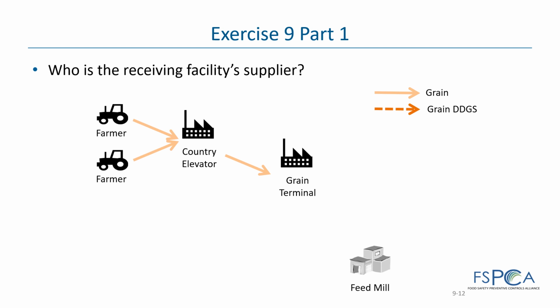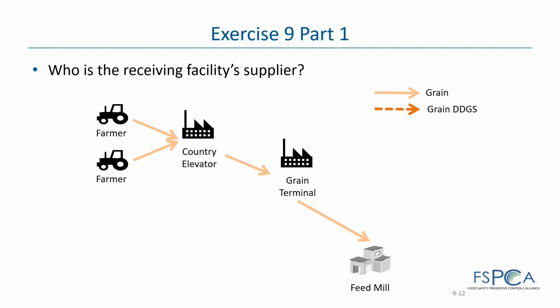That grain terminal is then going to sell to two different facilities. The first facility is going to be the feed mill directly. Okay, so we can assume that the feed mill is going to be grinding or pelleting and manufacturing that animal food. So in this first situation, who is the receiving facility and who is their supplier?